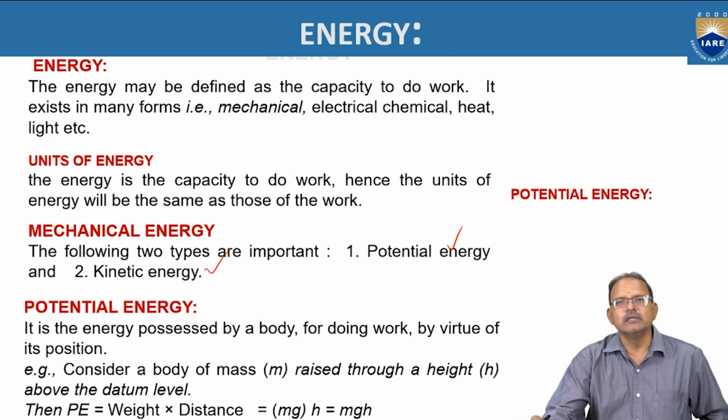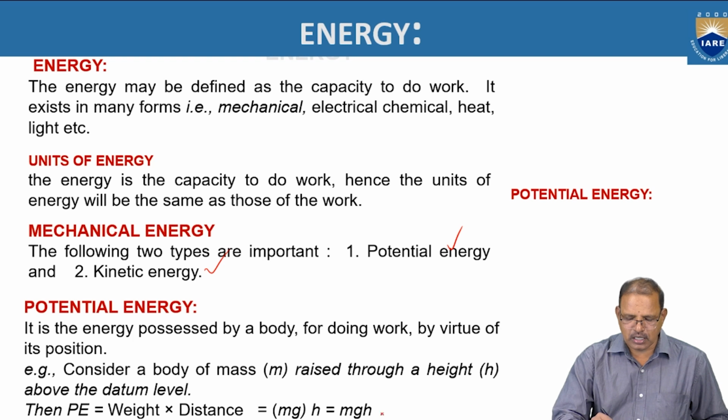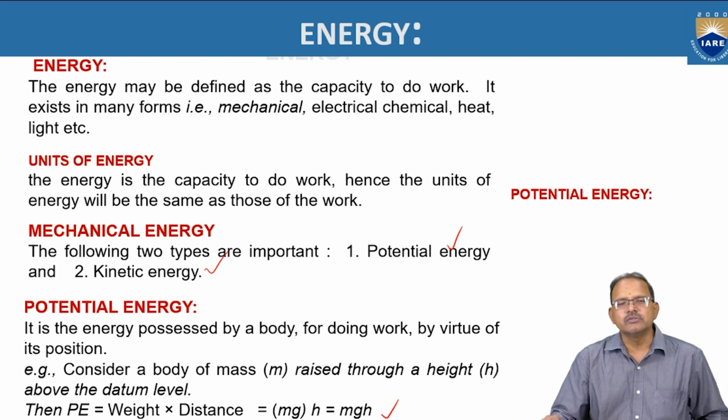Potential energy is the energy possessed by the body by virtue of its position only. Consider mass m raised through height h from the ground level. Then the potential energy possessed by the body is equal to the weight into the distance moved in the upward direction, that is mg into h, or mgh. This is called potential energy because the energy is stored within the object by virtue of its position only.